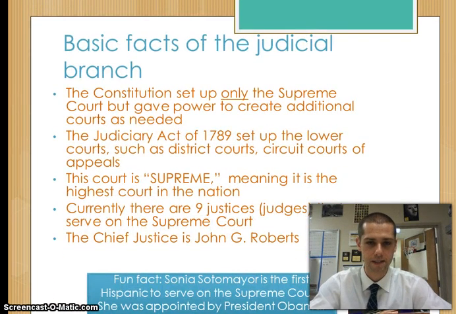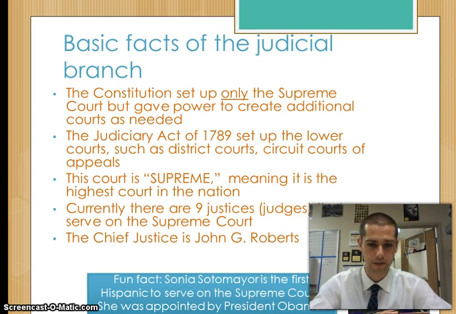So, some basic facts about the judicial branch. The Constitution set up only the Supreme Court, but created power to make additional courts as needed, which were definitely used. The Judiciary Act of 1789 set up the lower courts, such as the District Court, Circuit Court of Appeals, and local court systems for each individual state. The Supreme Court is the highest court in the nation. So no matter what the Supreme Court says, it becomes the law.